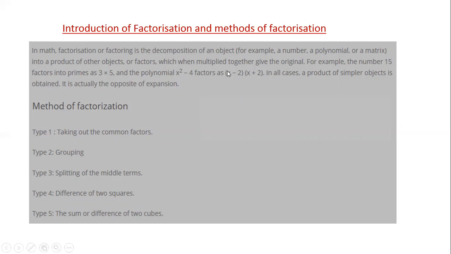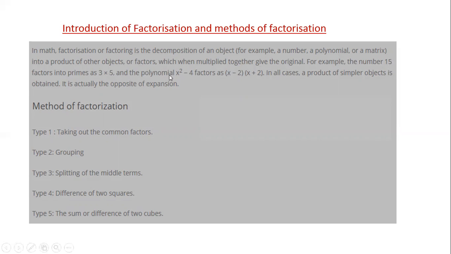For example, let us suppose we have the number 15. When we factorize the number 15 into prime factors, we get 3 and 5. This 3 and this 5, when multiplied together, 3 into 5, give the original number 15. 3 and 5 are the factors of 15.